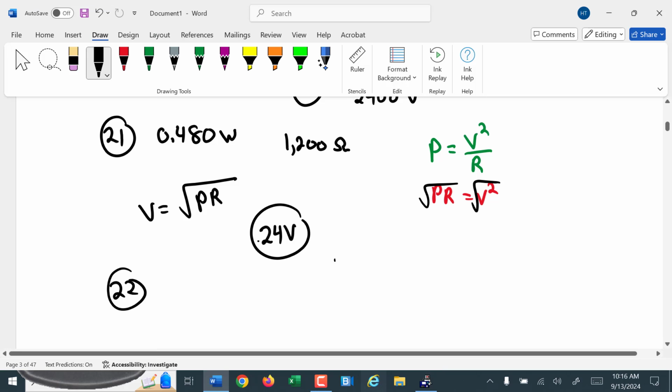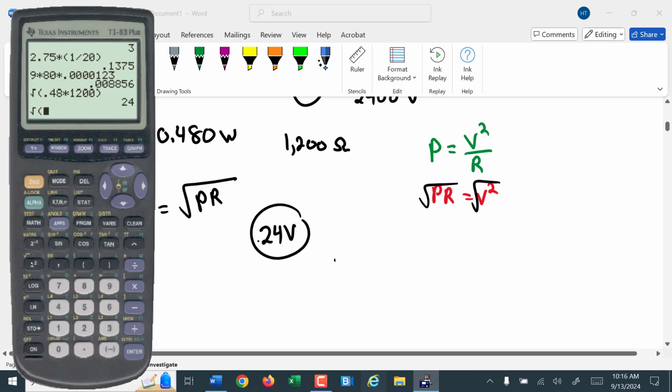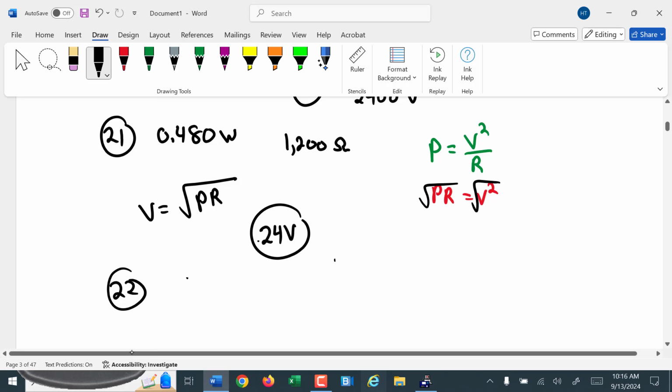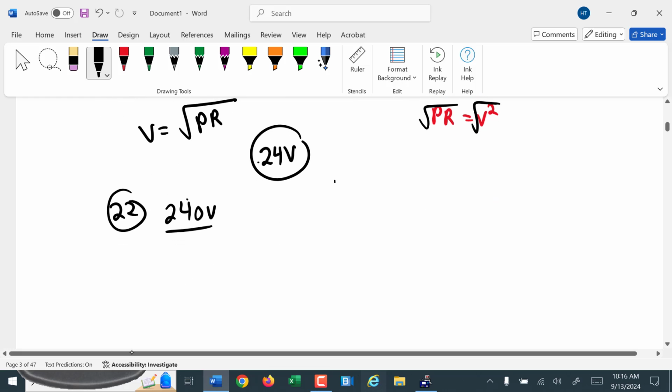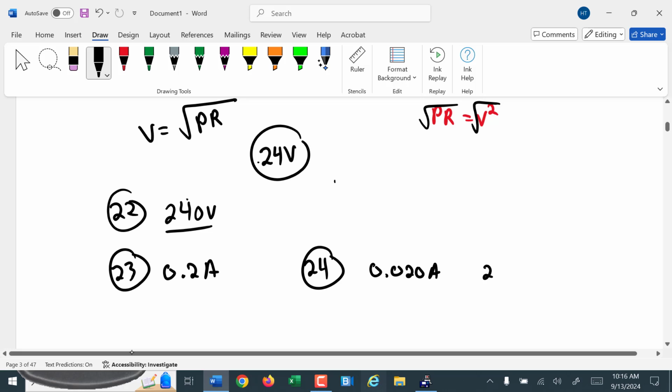22 is going to be the same thing. This is going to be the square root of 16 watts times 3,600 ohms. Gives us 240 volts. For 23, we're finding the current. Voltage of 120 volts divided by 600 ohms is 0.2 amps. 24, we have 24 volts divided by 1,200 ohms. It's 0.020 amps or 20 milliamps.